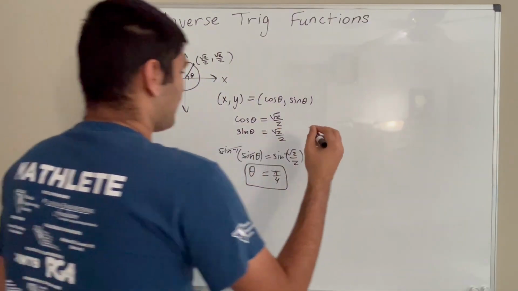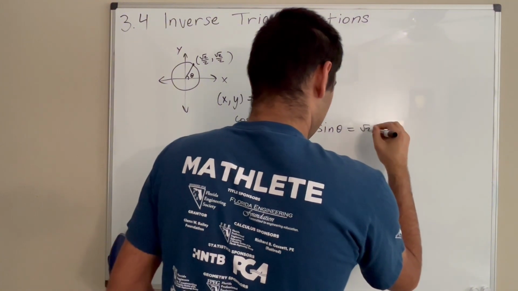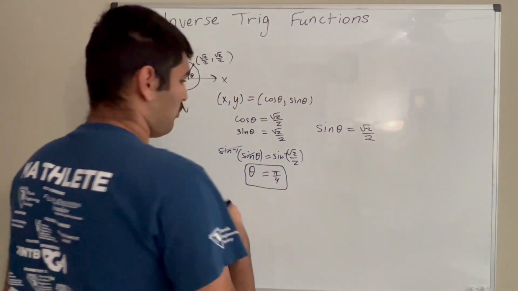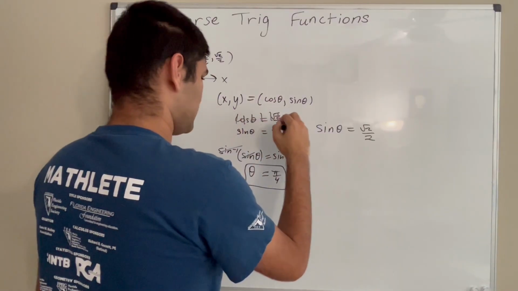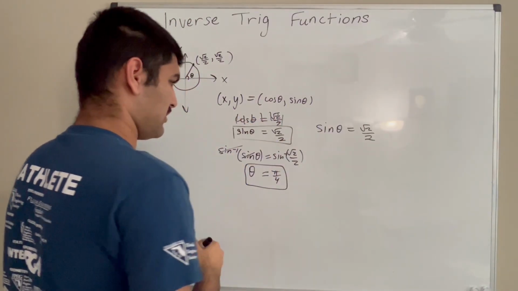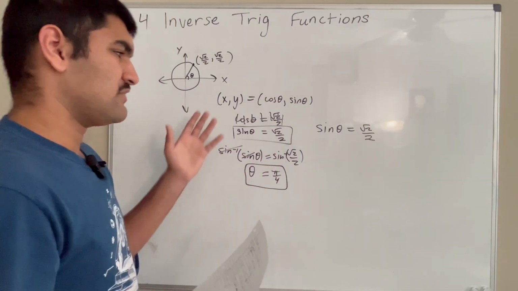But what if I just gave you sine theta equals square root of 2 over 2, right? Because most of the time you're not going to be given both cases. You're only going to be given one of them. So let's say you're only given this one right here. Then, first of all, why is this even a problem?